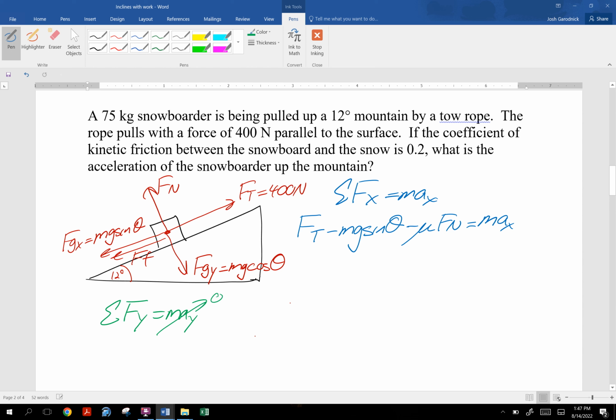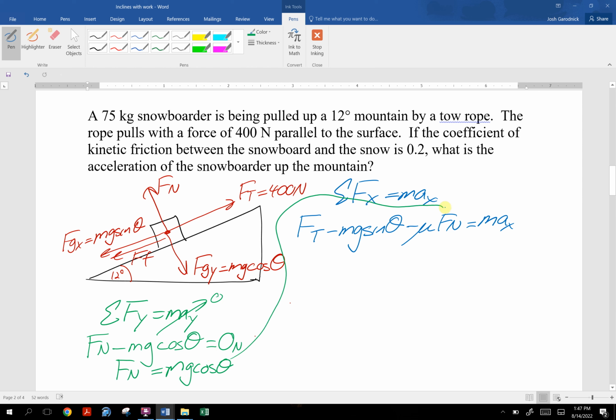And here we're just getting that Fn is in the positive direction, and FGY, which is mg cosine theta, is in the negative direction. That adds up to 0 newtons. So like most friction problems, I've isolated Fn, and I plan on subbing it in all the way over here. So let's do that. Again, there's a reason I'm doing this.